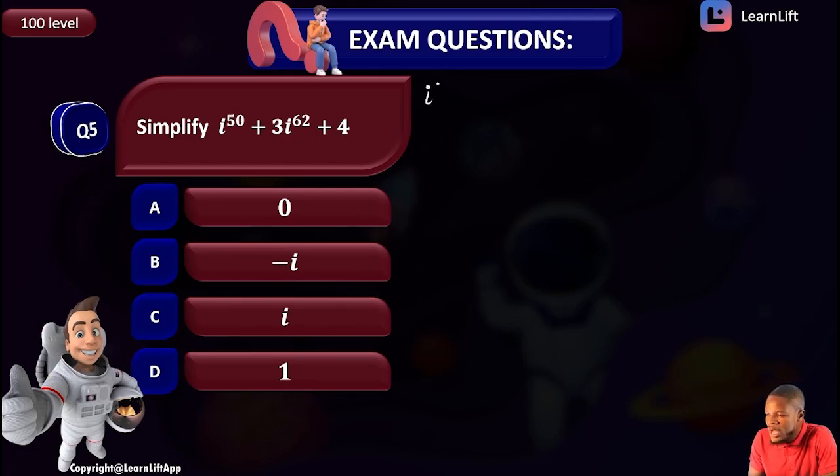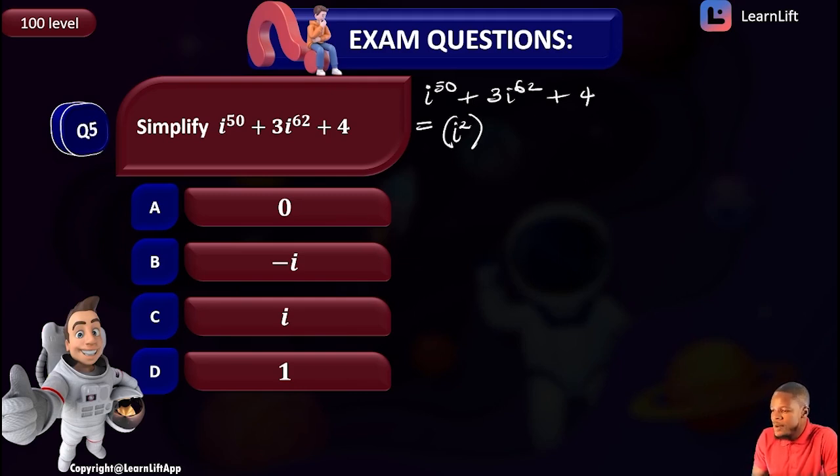Your i raised to the power of 50 plus your 3i raised to the power of 62 plus your 4. Hooray! This is going to give you, of course, your i square first, right? Raised to the power of 50 divided by 2, that's 25. There is no remainder there. Plus your 3, right? Then your i square. Now, what's your 62 divided by 2? That's going to give you 31. Hooray! Plus your 4. Now, let's get rolling.